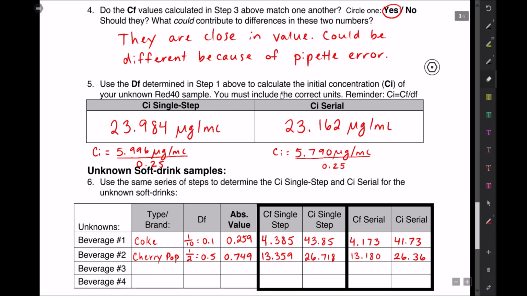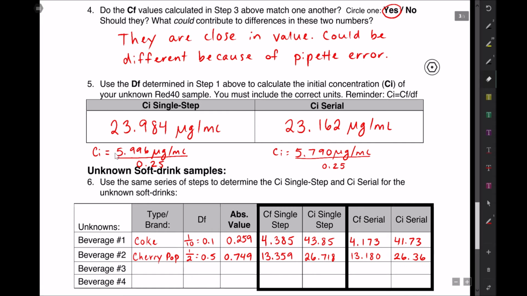So the equation is, first of all, for number 5, we're trying to solve for the initial concentration, which is CI. And the way that you do that, the equation is CI is equal to CF divided by DF. So CI is initial concentration, the most concentrated, is equal to concentration final, which is the most diluted, divided by the dilution factor. So remember my numbers from earlier.